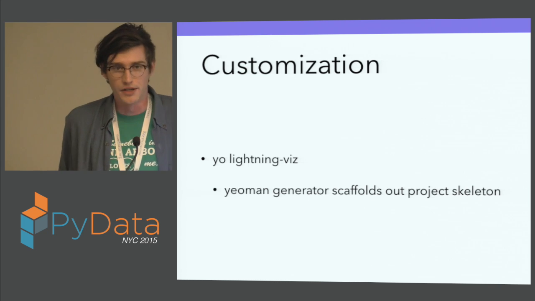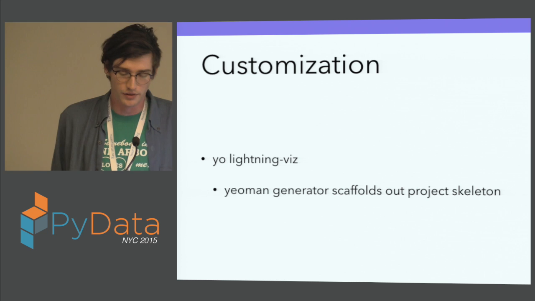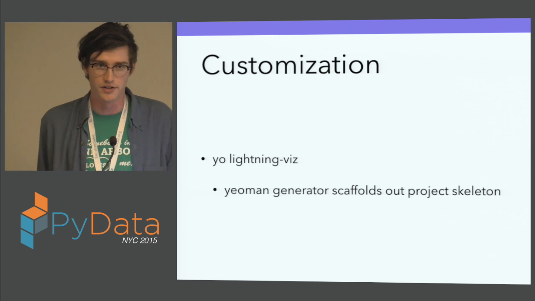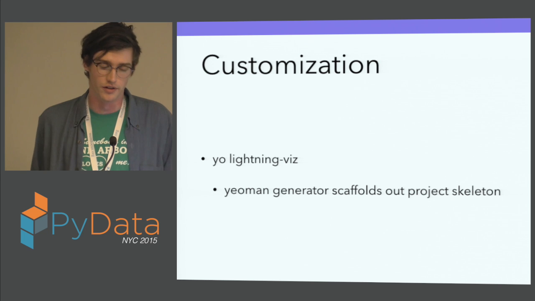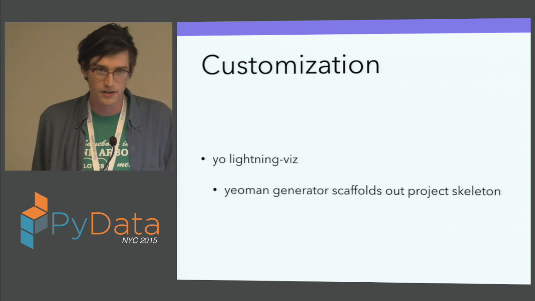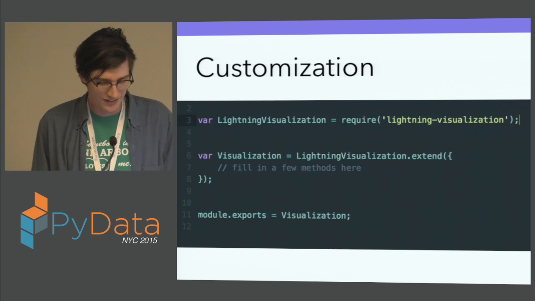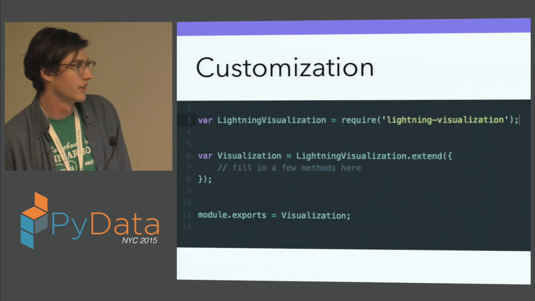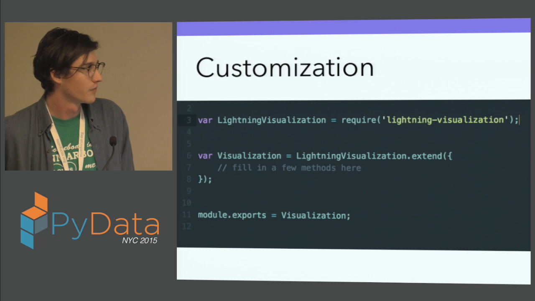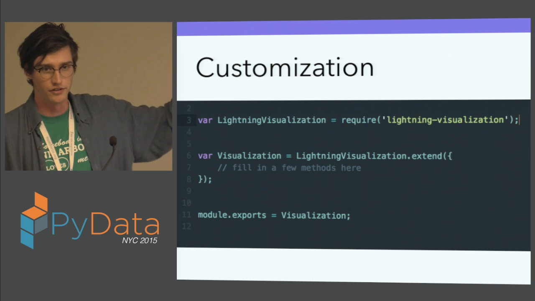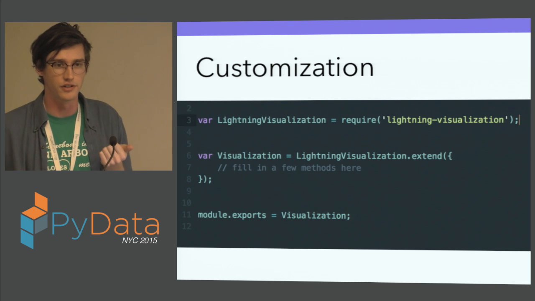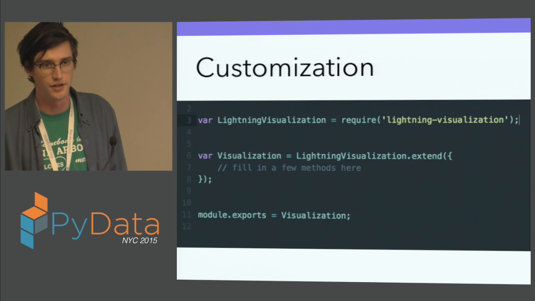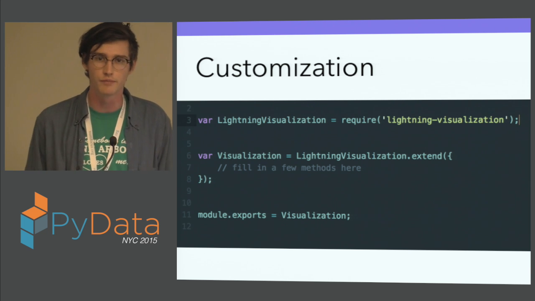And to start making your own or customizing these things, we provide a Yeoman generator, which will just skeleton out a little project for what a custom visualization looks like. It's really just one JavaScript file that looks like this. So you're extending the base Lightning visualization, and you basically have to fill in a few functions here. It's like an init function and a render function, and then a function to transform data if you need it to be transformed in any way.